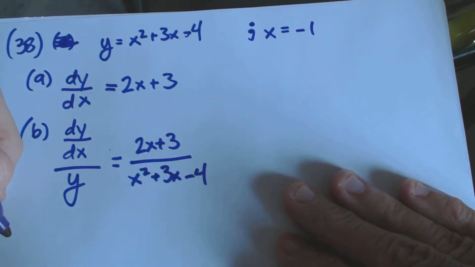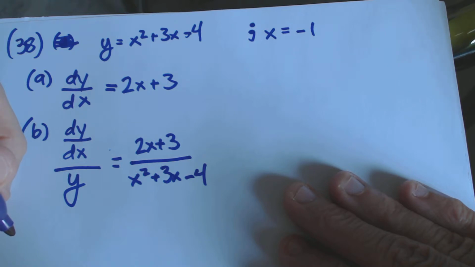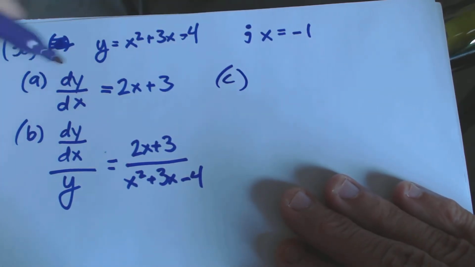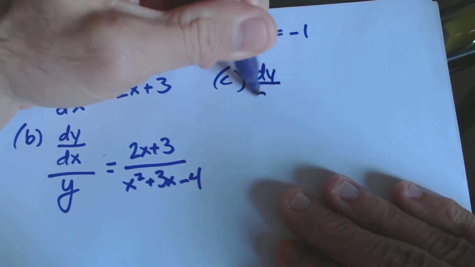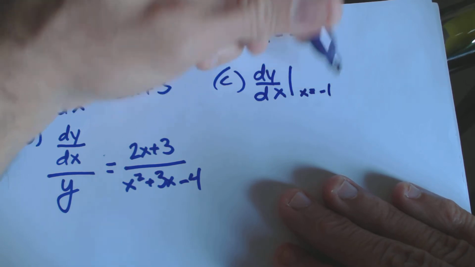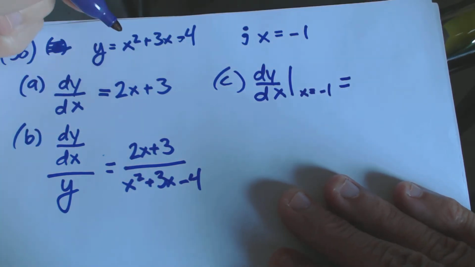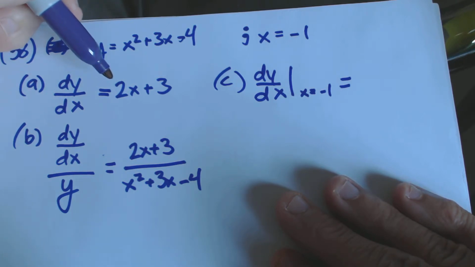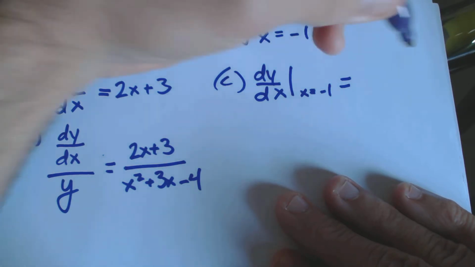C, part C. At the given value of x, find the rate of change of y. So for C, we're supposed to evaluate essentially dy dx at a value of x equals negative 1. So the rate of change of y with respect to x at the value of x equals negative 1 is going to equal negative 2 plus 3, which equals 1.